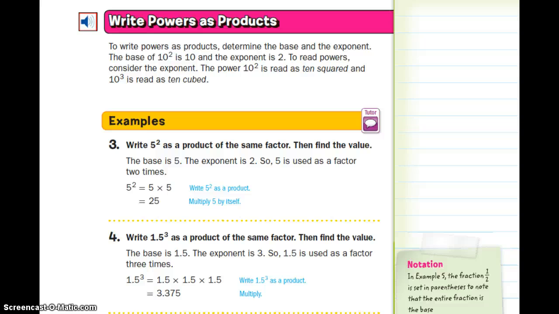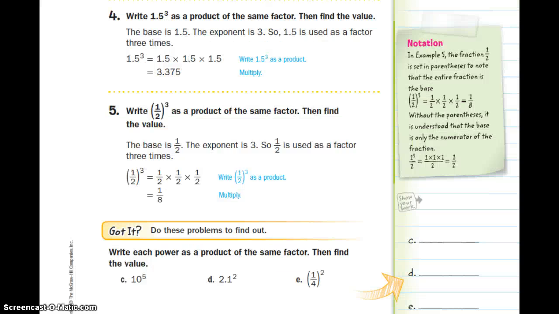So we know that's 5 times 5, and then we do the work. 5 times 5 is 25, so 5 squared is 25. Don't be alarmed. You can do powers of decimals also. So in this case, we have 1.5 cubed, or 1.5 to the third power. That means writing 1.5 times 1.5 times 1.5, which is 3.375. And hey, you can do the same thing with a fraction.